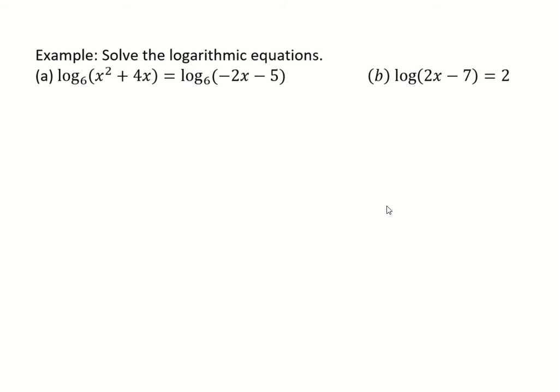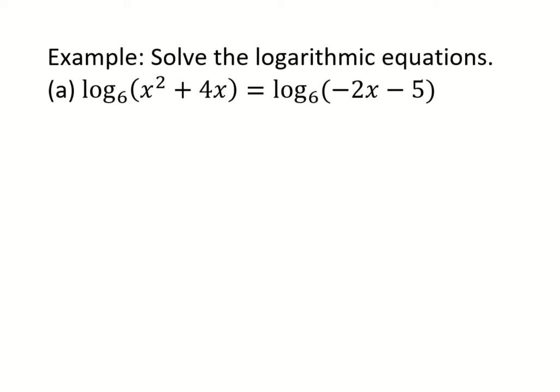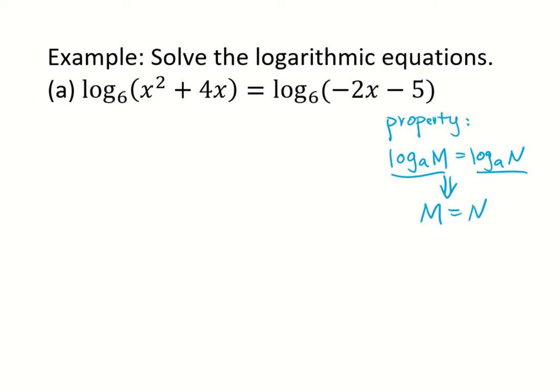In this video, we will solve these two logarithmic equations. For problem A, you have two logs with the same base on both sides of the equation. We can use this property that if you have two logs with the same base A equal to each other, then you can conclude that the two arguments must be equal because a logarithmic function is a one-to-one function. If the outputs are the same, the two inputs must be the same.